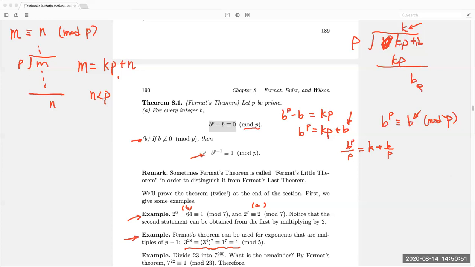Now, if you want to make use of theorem part B, you may need to rewrite the formula like 3 to the power 7 to the power 4. Because the power 4 means 5 minus 1, it will give you 1 if you take the mod 5. But I think there's some mistake here. I think it should say 3 here instead of 1. There is a typo here.